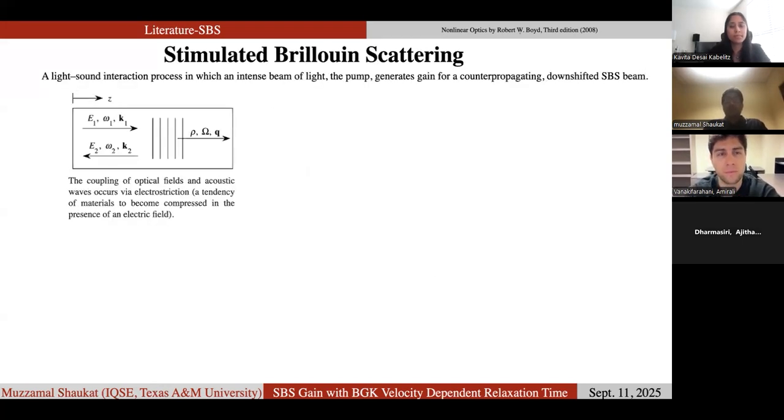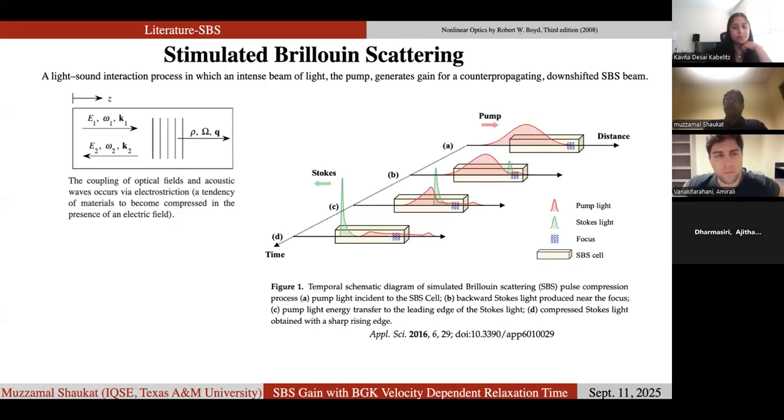Stimulated Brillouin scattering is a non-linear process which involves the interaction of light with acoustic phonons, and it generates the backward scattered wave E2 with an accompanying acoustic wave having frequency capital omega, wave vector k and density rho. All this coupling between the optical fields and the acoustic waves occurs via the process of electrostriction. In other words, a pump is incident on the SBS cell and reaches the focus, it generates a backward scattered wave and shifts its energy to it, and at the end you will see a large peak or sharp rising edge of the Stokes wave.